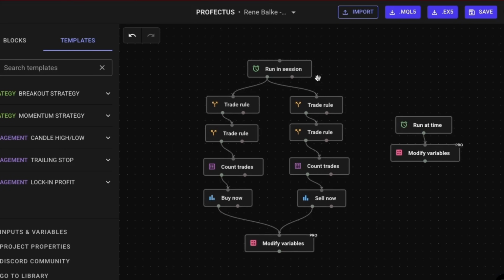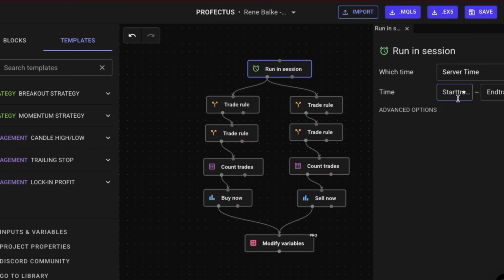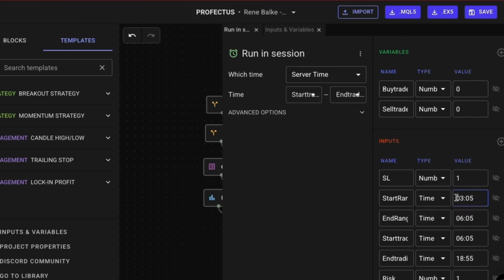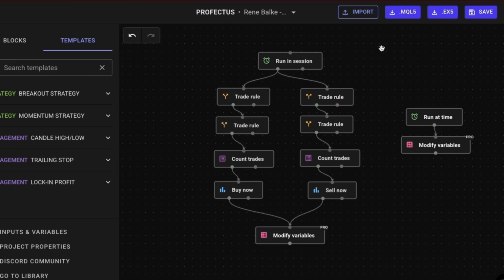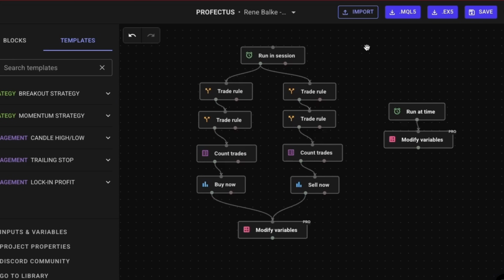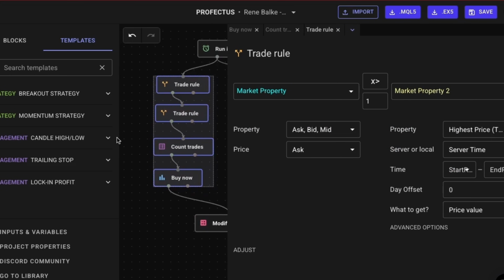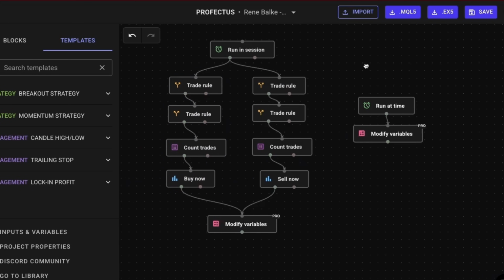Now getting into the DNA, run in session. You see here we used the variable start and end trading. We define it here from 3:05 until 6:05. This is pretty much triggering the next block. So you read it from top to bottom like a decision tree. So here on the left-hand side, we see pretty much all those blocks that are defining the conditions to enter long.